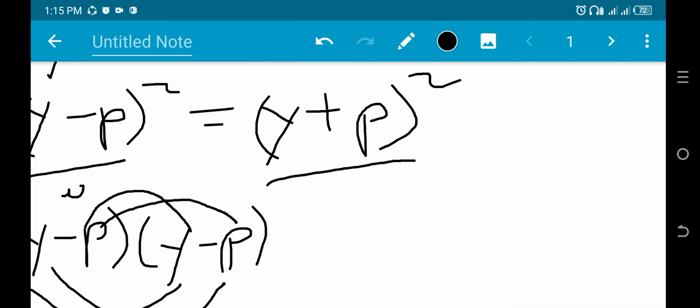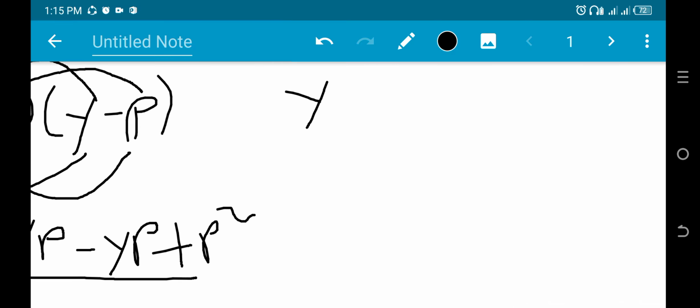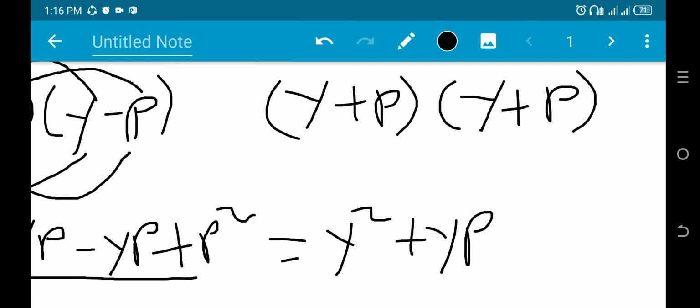The right hand side, we just had the square root of p of y plus p. So it means we are multiplying y plus p multiplied by y plus p. So we are just going to use the same thing. So we are equating this equal to y multiplied by y, which is y squared, y multiplied by p, which will be plus yp. Then p multiplied by y, it will be plus yp. Then p multiplied by p, it will be plus p squared.